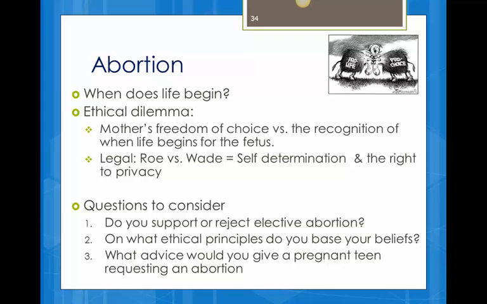So when we think about this ethical dilemma, it's kind of looking at the mother's freedom of choice versus the recognition of when life begins for the fetus. We know that abortion evokes very strong emotions in many people. Because of its religious, ethical, social, and legal implications, abortion really does touch everyone. And there really are very few middle ground people with this dilemma. You're either pro-choice or pro-life. So it can get very heated.